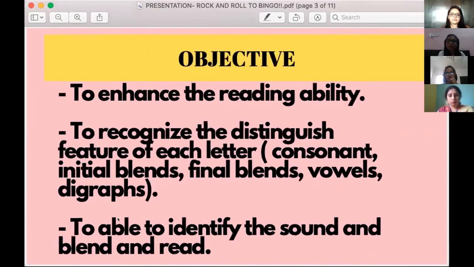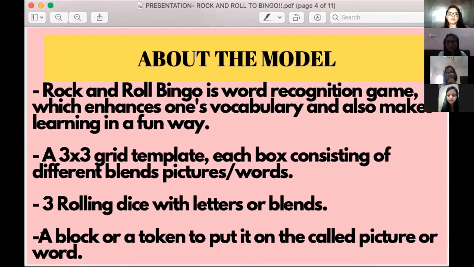So about the model, my colleague Hannah Saudagar will guide you. Hannah? Okay, so good morning, everybody. I will be guiding you about the model. Basically, we are all aware of what a bingo is. Whenever we think of bingo, a grid with numbers comes to our mind. But over here, the model is a grid with pictures. So let's have a look at what it is.